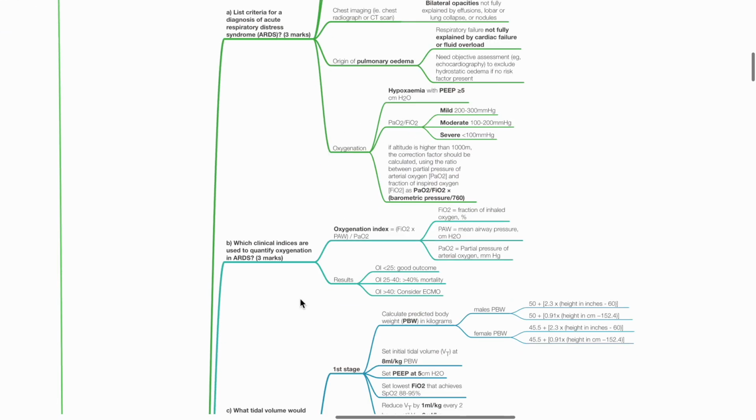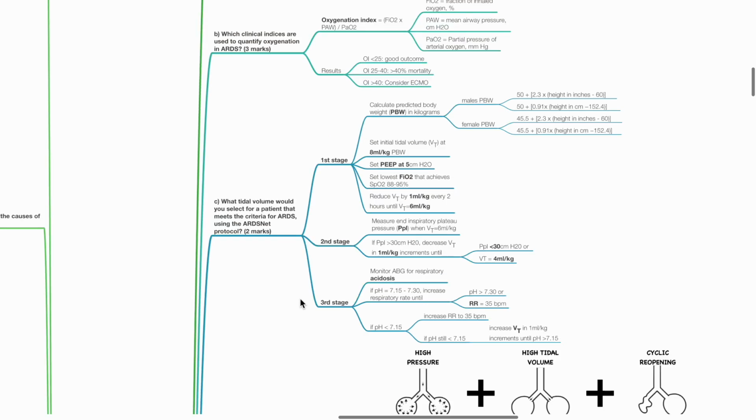B. Which clinical indices are used to quantify oxygenation in ARDS? The oxygenation index is used to quantify oxygenation. OI is calculated as FiO2 times mean airway pressure divided by PaO2. OI of less than 25 indicates good outcome. OI 25 to 40 indicates more than 40% mortality, and OI of more than 40, consider ECMO.